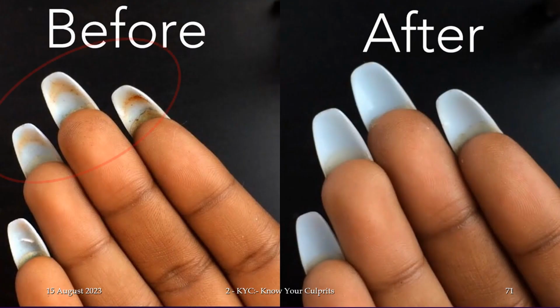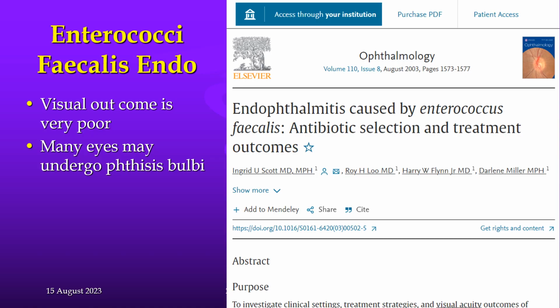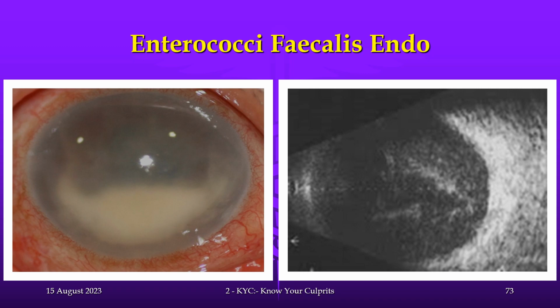Most people don't care to clean the underside of these long nails with disinfectants. Most often they smell the putrefaction of the Enterococci. In Enterococcus faecalis endophthalmitis, the visual outcome is very poor. Many eyes may undergo phthisis bulbi. Overall virulence of this infection in the anterior segment as well as the entire posterior segment and retrobulbar space is very high.